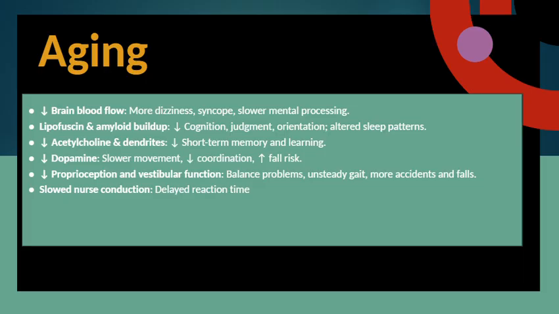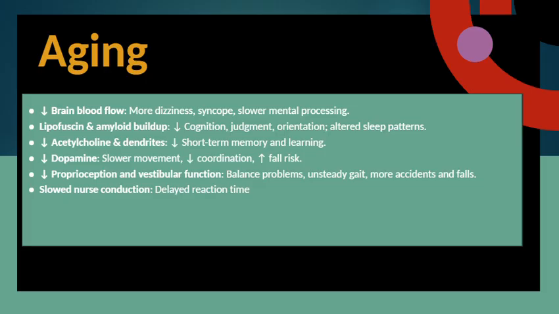It's important to remember that neurologic changes occur gradually over time and affect thinking, movement, balance, and daily functioning. These changes are considered normal parts of aging, not diseases, but they can increase vulnerability to injury and illness. As LPNs, understanding these changes helps us identify what is expected with aging and what may be a sign of pathology.